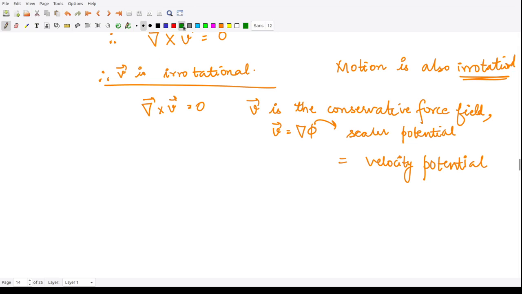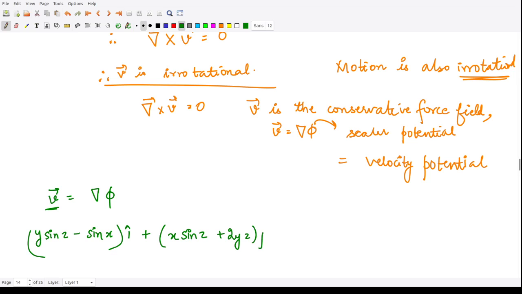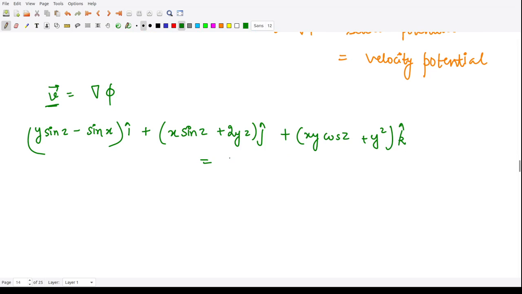So let's quickly see what is this quantity. So you are given the vector v. So what we are doing, we are calculating this. We are given vector v as y sin z minus sin x i cap plus x sin z plus 2yz j cap plus xy cos z plus y square k cap. This is equal to del of phi. What is del of phi? That is del phi by del x i cap plus del phi by del y j cap plus del phi by del z k cap.